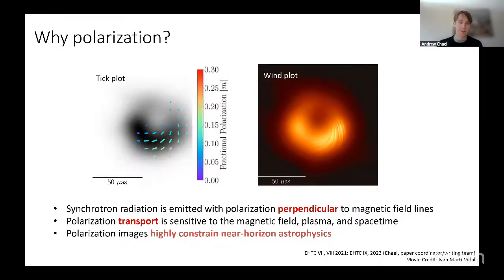And so, just to set the stage for the rest of the talk, we'll be showing a lot of polarization images. We show polarization images in two different ways. On the right here is the wind plot approach, where we show the black hole emission in red, and the polarization direction is painted on in these wind-like lines. And on the left here is a more tick plot approach, where we have the black hole emission in grayscale, and the polarization direction is indicated with these ticks, which are colored by how polarized it is. I'll probably mostly be using the form on the left, but I just want to orient people around both types of plots.